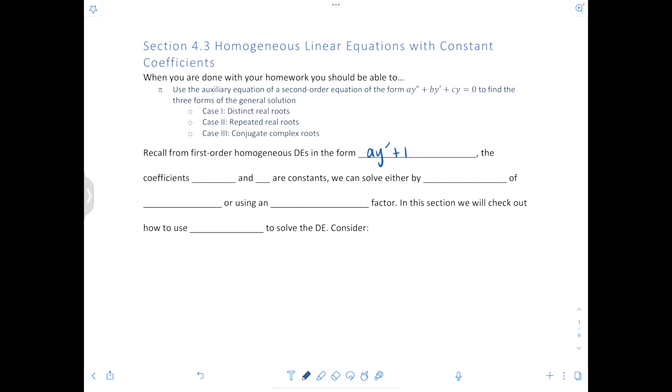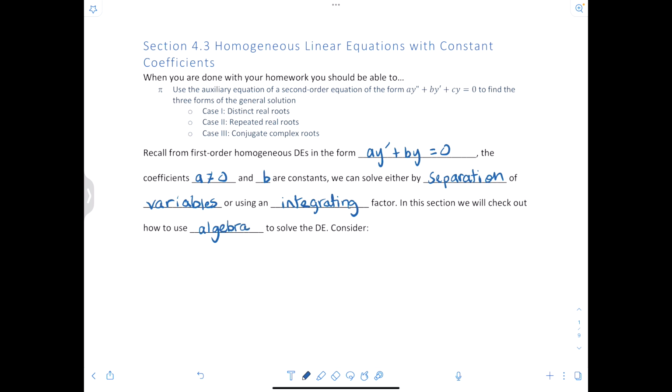So recall first order homogeneous differential equations in the form ay prime plus by equals 0. So this is a first order homogeneous DE. The coefficients a, which is not equal to 0, and b are constants. We can solve either by separation of variables or using an integrating factor. In this section, we'll check out how to use algebra to solve the differential equation.